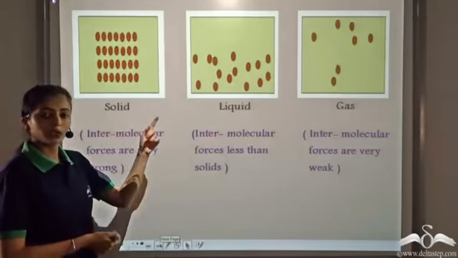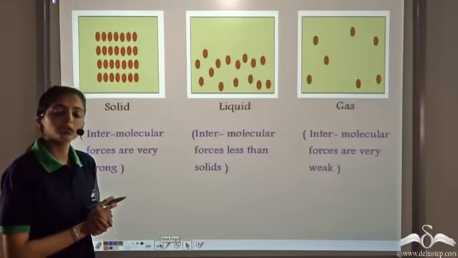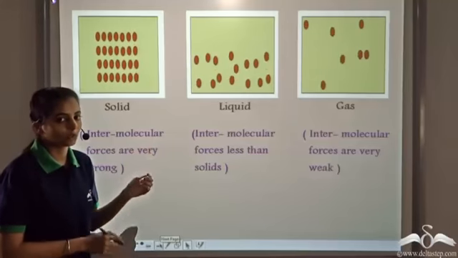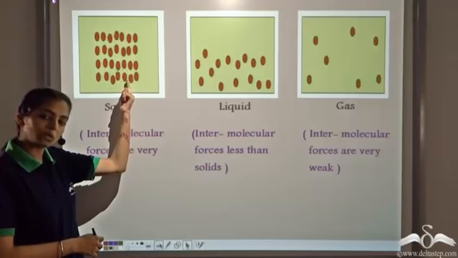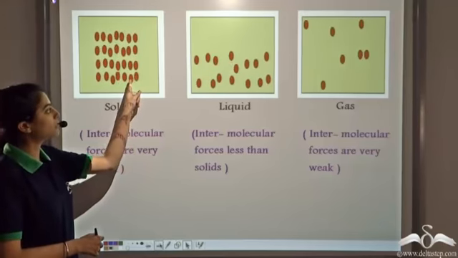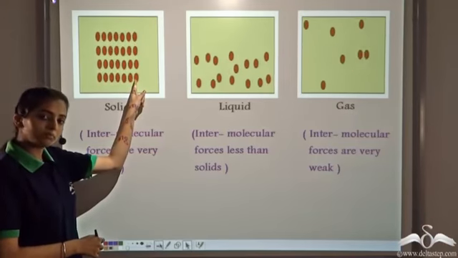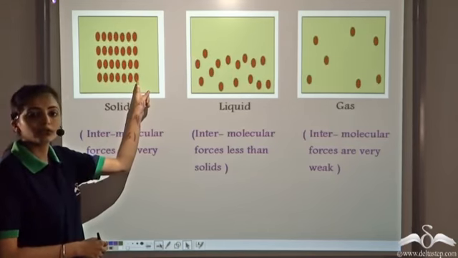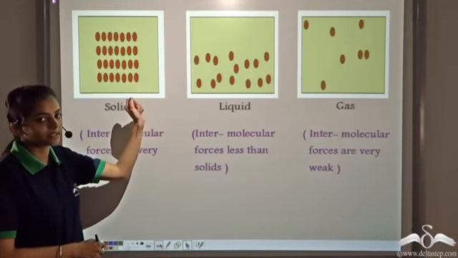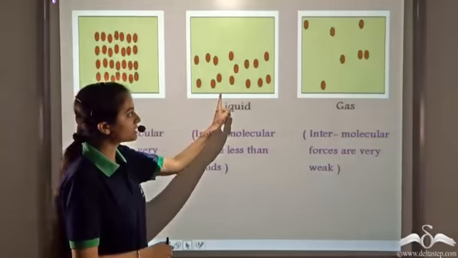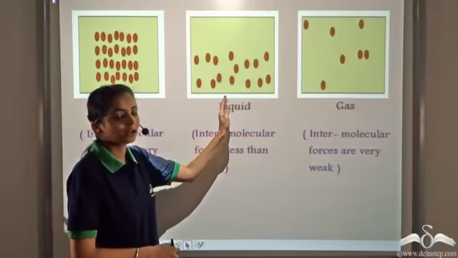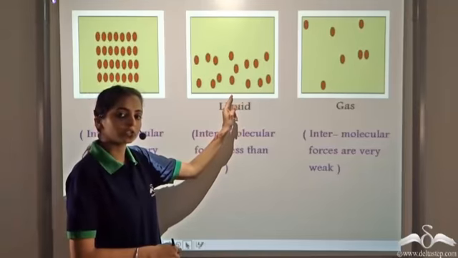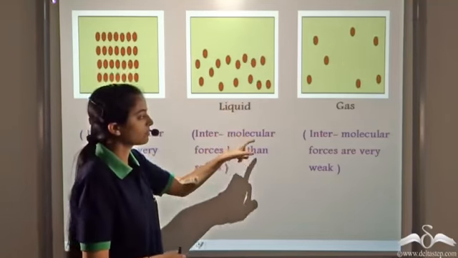So we have solids, liquids, and gases. The particles in all the three states are in a state of constant motion. But in solids, the particles vibrate about their mean positions. The interparticle space between them is minimum, and the interparticle force of attraction is maximum. In liquids, the interparticle space is more than solids, and the interparticle forces of attraction are weaker than solids.